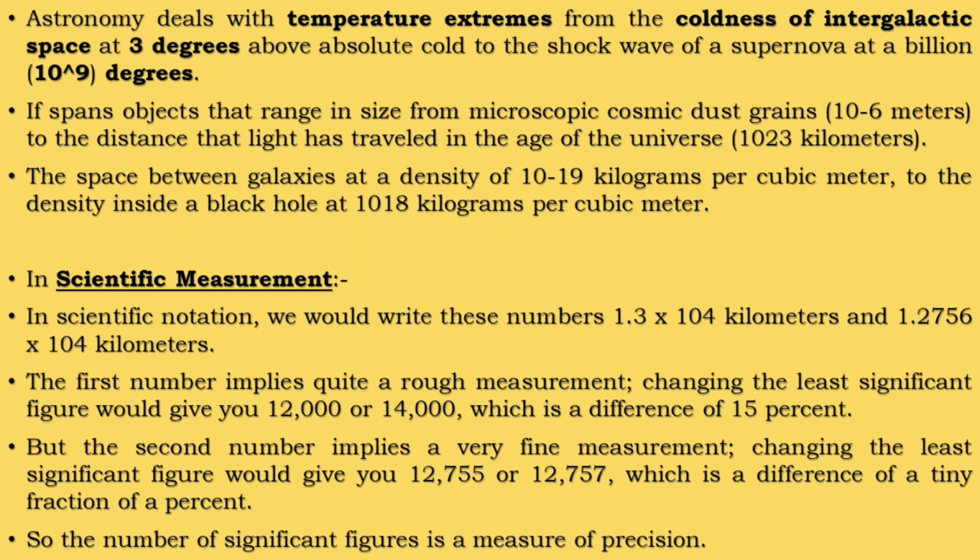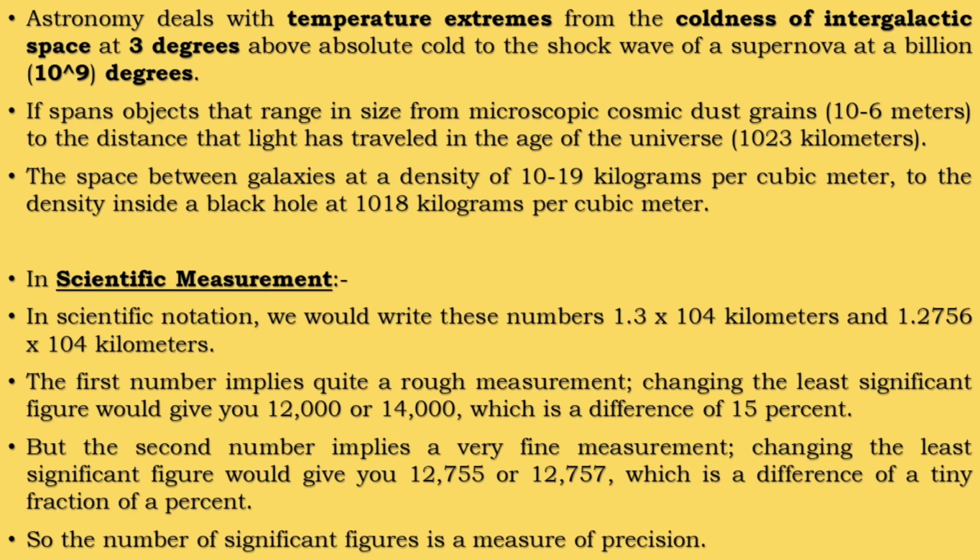The difference between these last measurements is a factor of 10 to the power 37, or 1 followed by 37 zeros. With such factors, it is not surprising that astronomers use scientific notation. You will notice the number of significant figures, or non-zero digits, in a scientific measurement. For example, look at the numbers 13,000 kilometers and 12,756 kilometers. In scientific notation, we write these as 1.3 times 10 to the power 4 kilometers and 1.2756 times 10 to the power 4 kilometers.